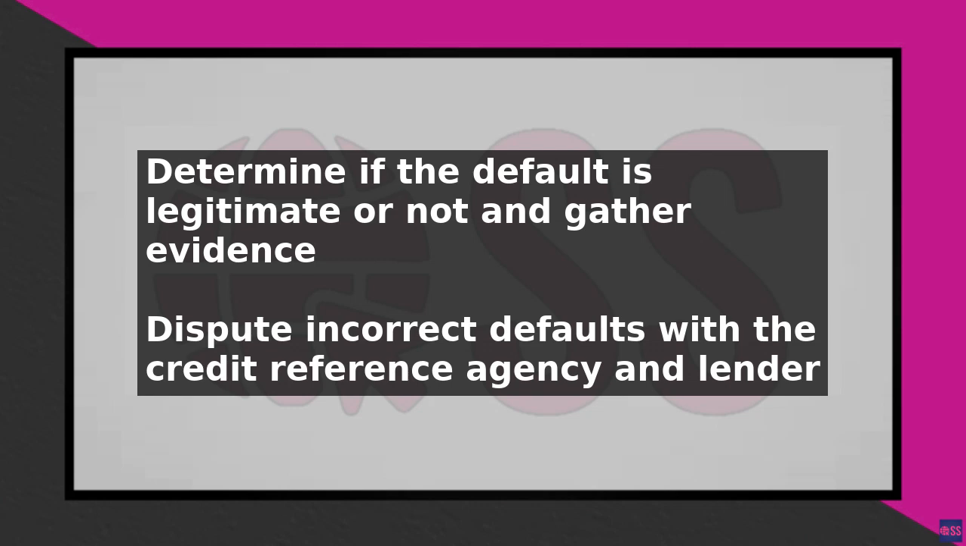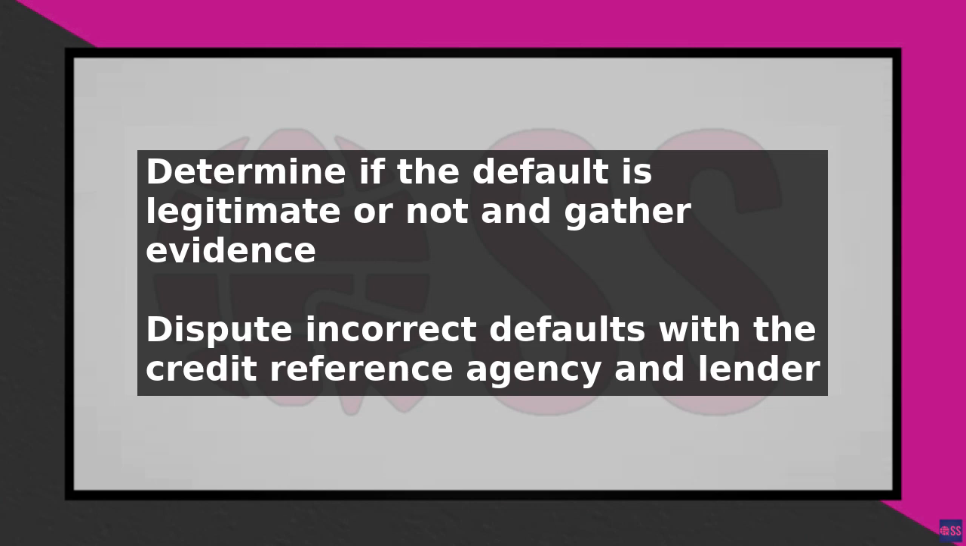If the default is legitimate, you need to contact the lender and negotiate a settlement. This may involve paying the outstanding amount or setting up a payment plan. Once the debt is settled, the lender should update your credit report to reflect the change.